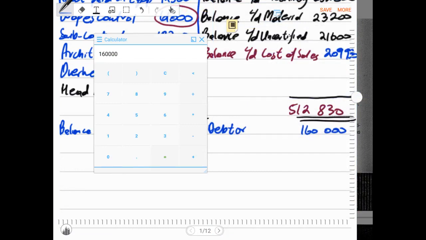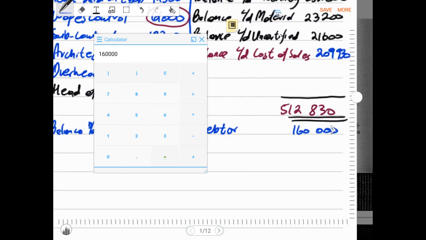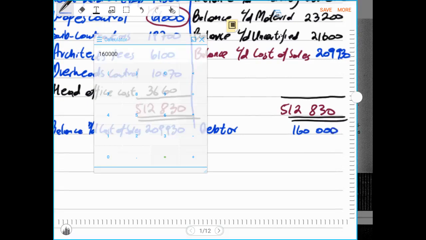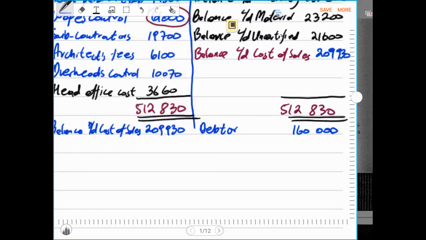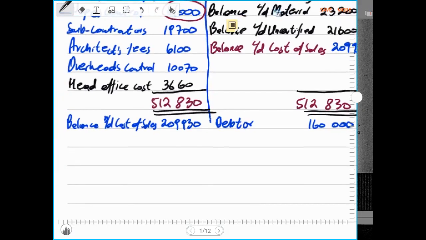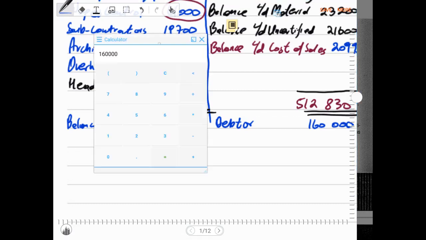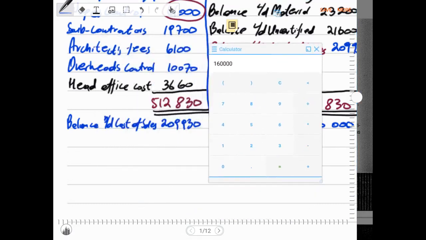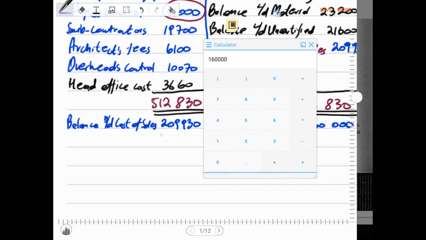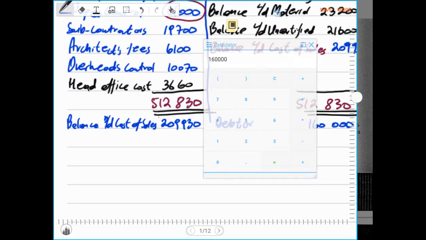So now we record the amount that you're supposed to have received from the client. We always record the amount that you're supposed to receive from the client on the credit side as the debtor. Then we have to calculate whether we have made a profit or a loss. Here we have a total of 160,000 rands supposed to be received, but we incurred cost of sales of 209,930. So definitely we've made a loss.